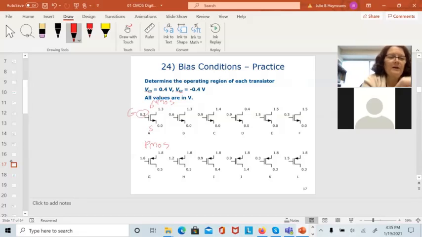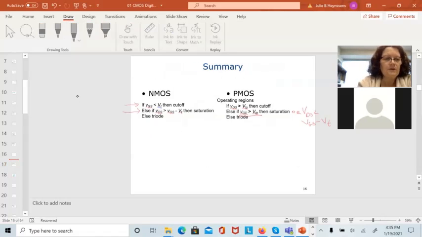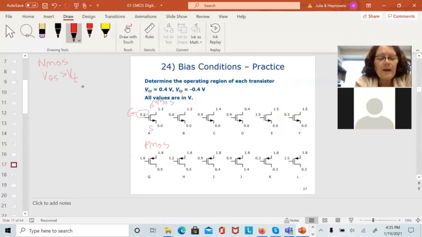First question I ask myself for NMOS: is VGS greater than VT? My VGS in this case for A is 0.2 minus 0, which is 0.2. And my VT was given, it's 0.4. Is 0.2 greater than 0.4? The answer is no. So A is in cutoff.